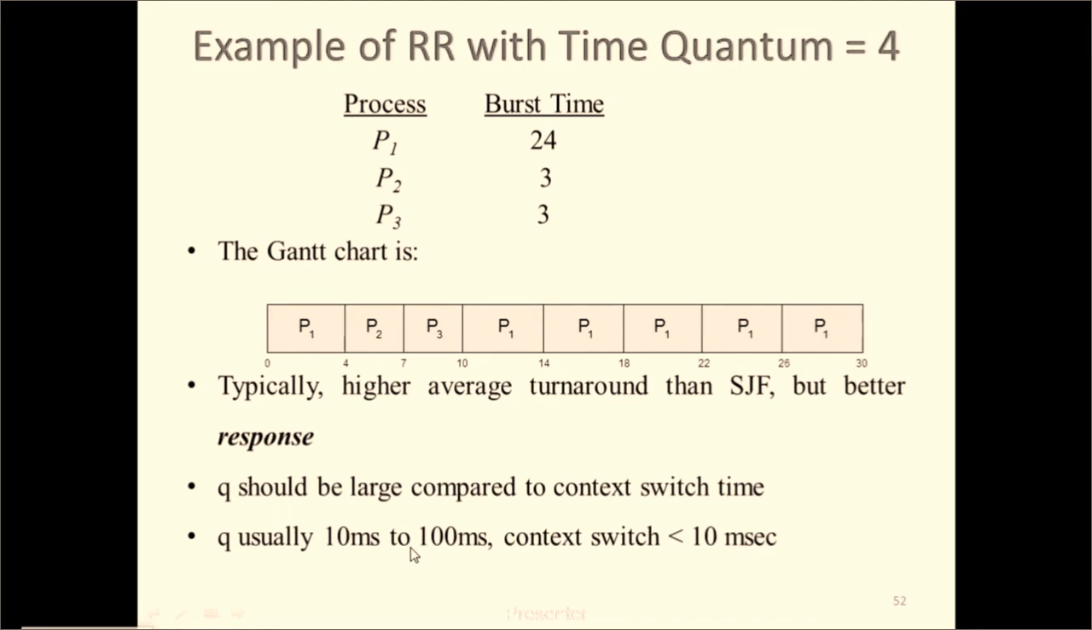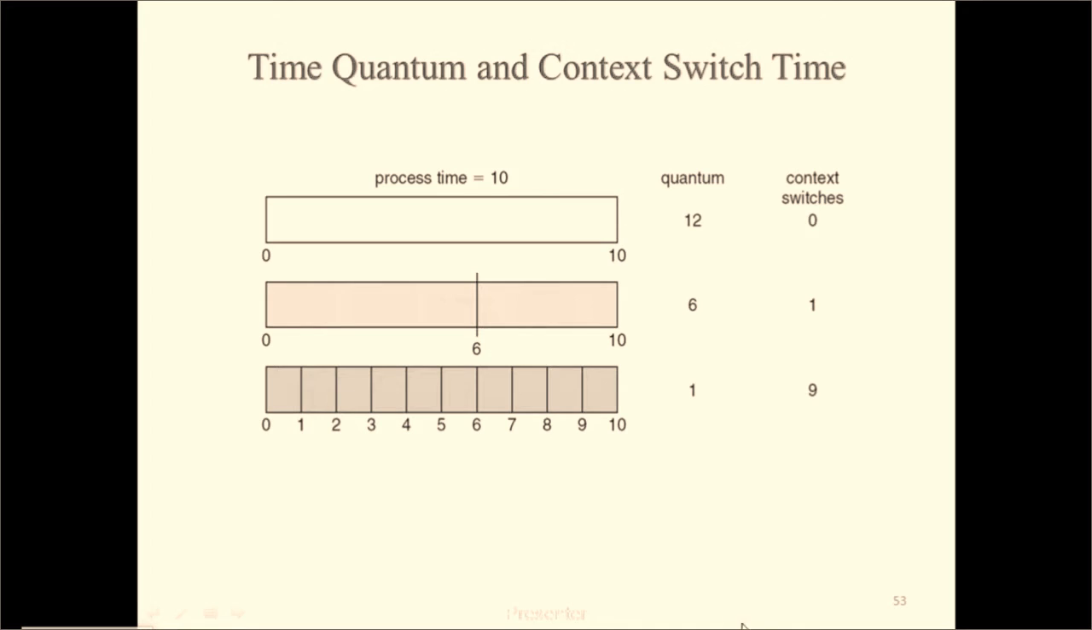So Q usually is from 10 millisecond to 100 millisecond. This is the operating system designer's choice. And the context switch usually takes less than 10 microseconds. That is what practically the majority of the operating systems use. Time quantum and context switch time. We have a process, time quantum and context switches.